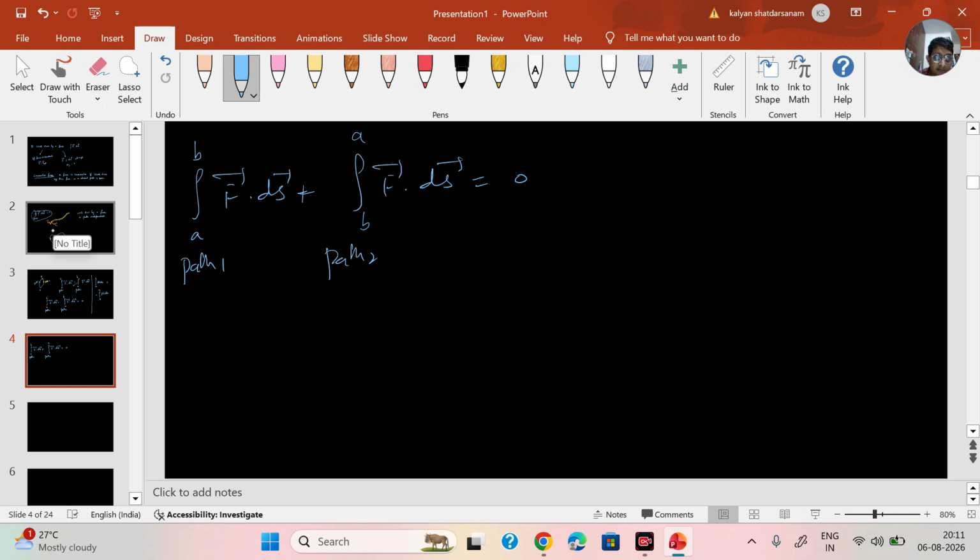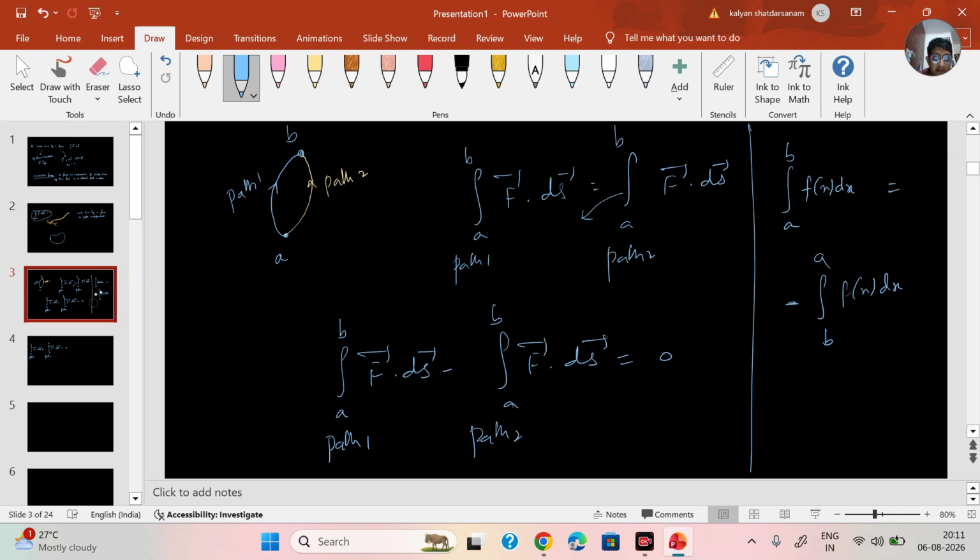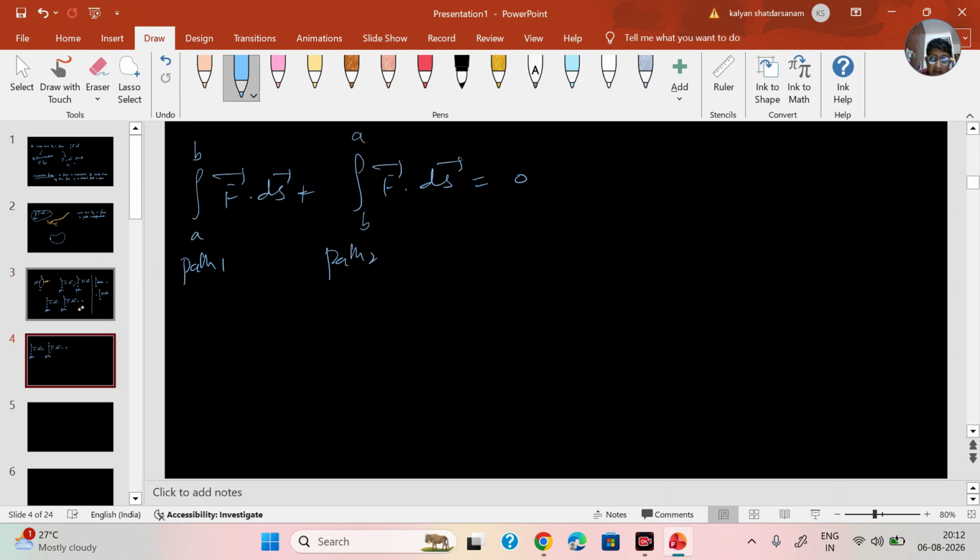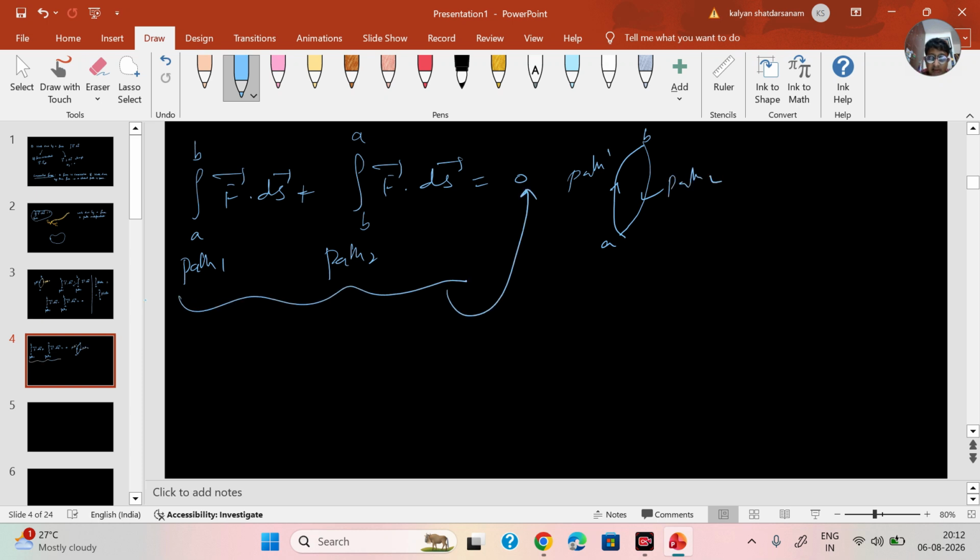So you see, in the previous case, I was going from a to b in path 1 and from a to b in path 2, and I said both these are equal, work done in both paths is the same. Now I am getting a to b in path 1, so you went like that, but instead of a to b, now you have b to a in path 2, so you are coming like this. You went from a to b in path 1 and you came from b to a in path 2, and that sum is turning out to be 0.